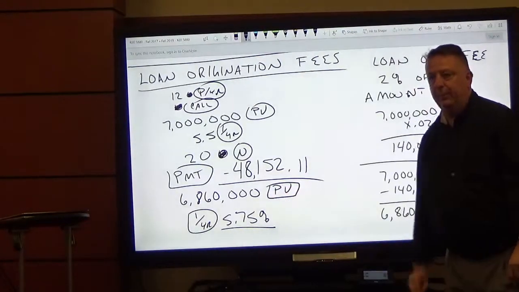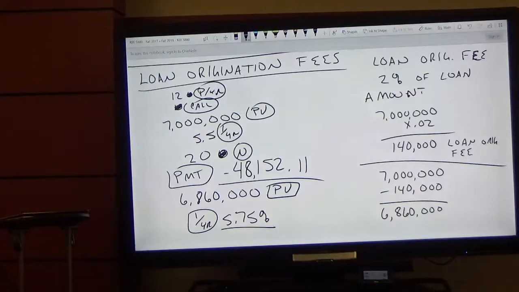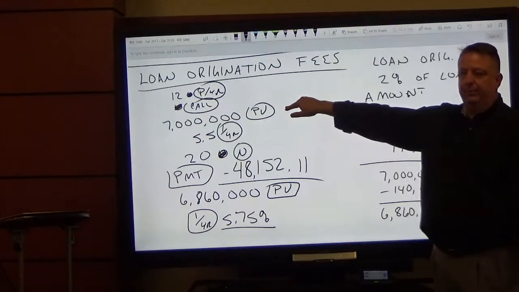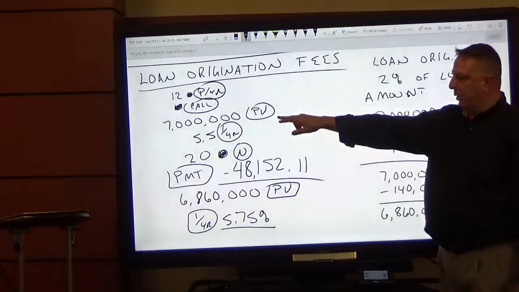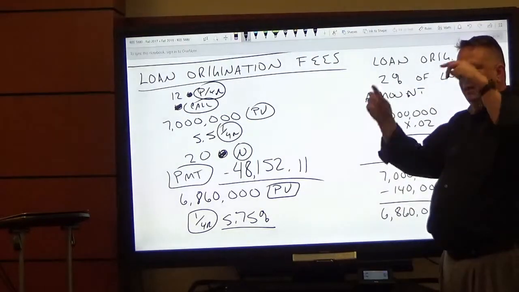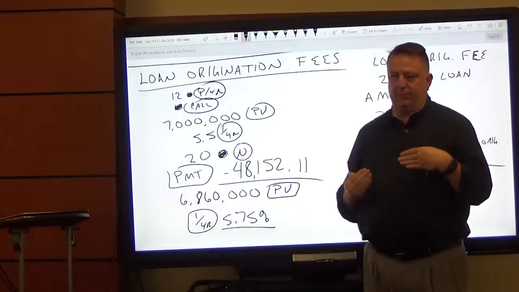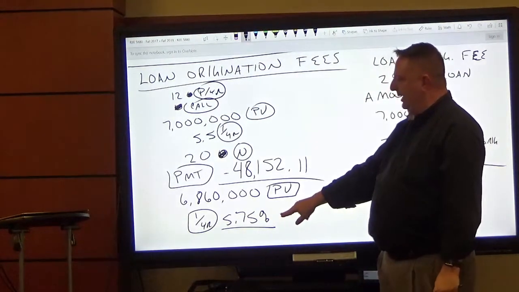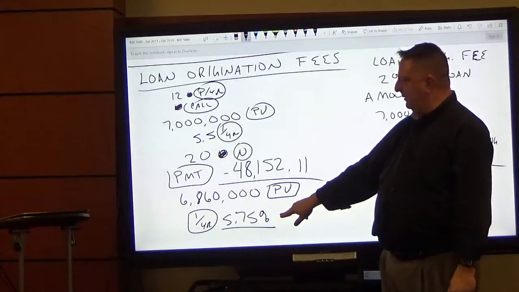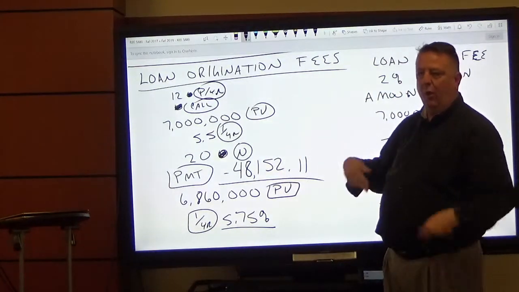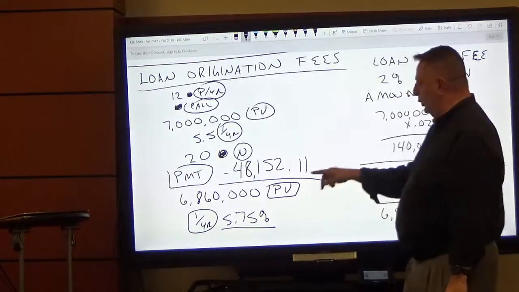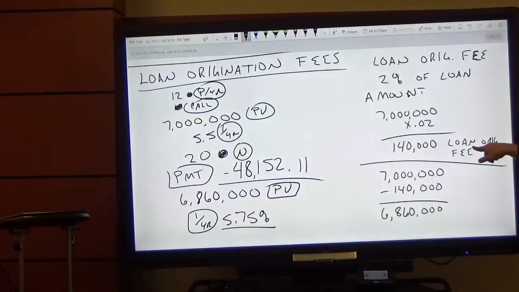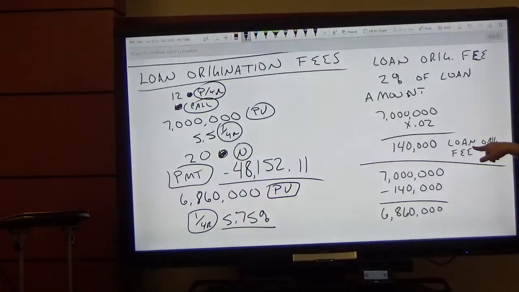So you're not paying interest on the 140,000? No, you are. You're paying interest on the full 7 million. Okay? So here's what's happening. From the lender's perspective, they're really getting a 5.75% rate of return on what they're really lending you by virtue of that loan origination fee. Does everybody see that? Yes or no? Okay. It seems a little different. It is, but this is how the lenders make extra money.